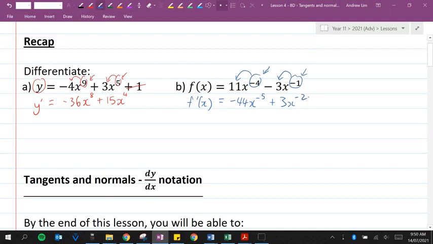Now, if we want to clean this up and write it without any negative indices, we can. So that leaves us with negative 44 in the numerator, x to the power of positive 5 in the denominator, plus 3 in the numerator, x to the power of positive 2 in the denominator.